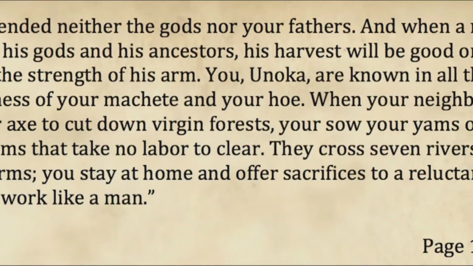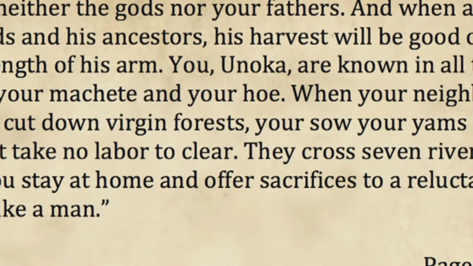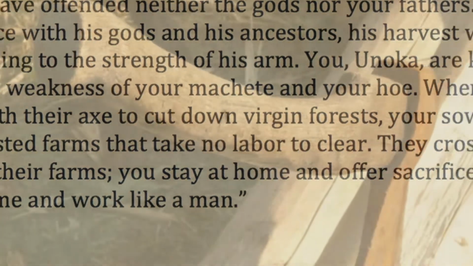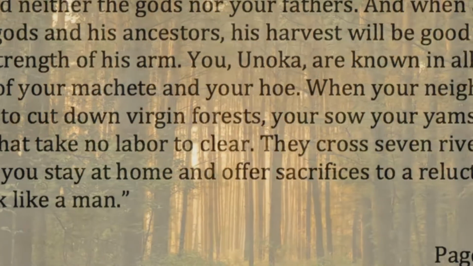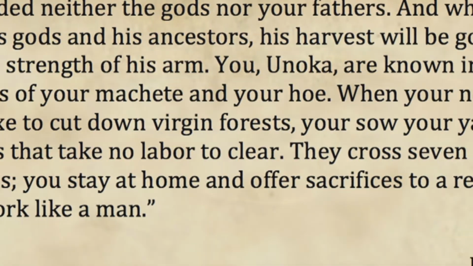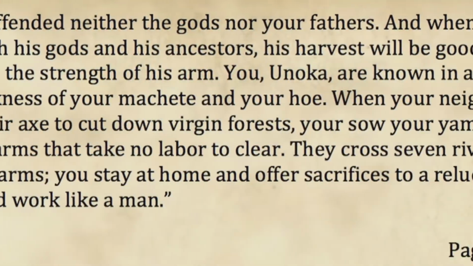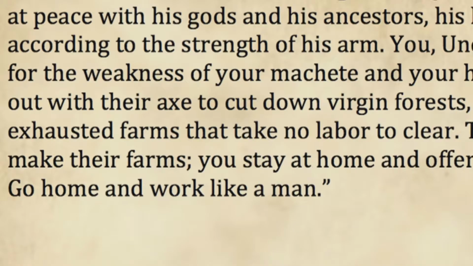You, Unoka, are known in all the clan for the weakness of your machete and your hoe. When your neighbors go out with their axe to cut down virgin forests, you sow your yams on exhausted farms that take no labor to clear. They cross 7 rivers to make their farms. You stay at home and offer sacrifices to a reluctant soil. Go home and work like a man."